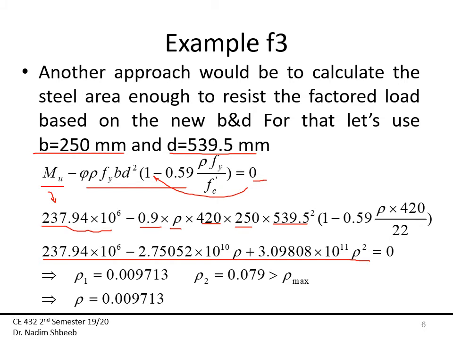Plug that into a calculator and it will give you two values for rho. One is this one and the other one is rho 2. Obviously this is a lot larger than rho max, so definitely I will not use this one, and I will use this rho right here. So you can see that this rho is a little bit less than what we actually found.